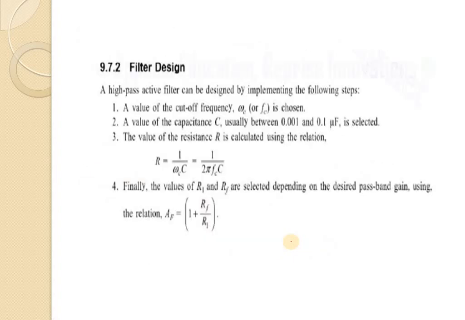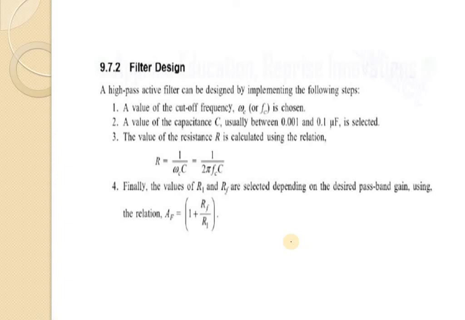Now again we will design the high pass filter similar to the low pass filter. So definitely there will be again 4 steps like the low pass filter, and the same procedure we will follow, and we will design the high pass filter. So first step is a value of cutoff frequency is chosen. Secondly, a value of capacitor C, definitely 0.1 microfarad will be selected.